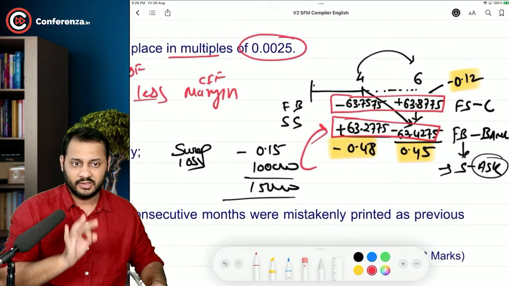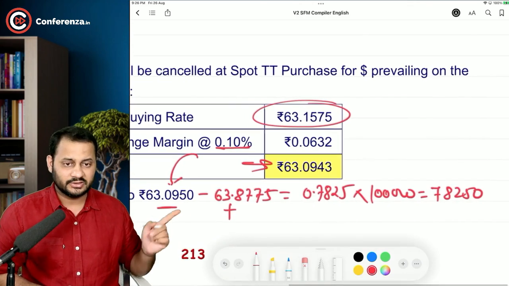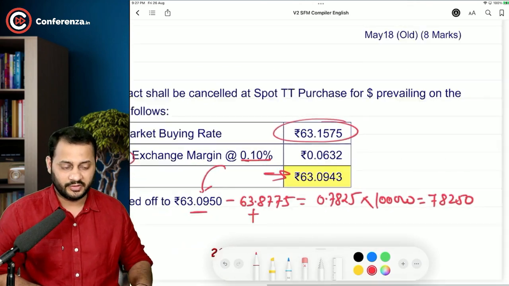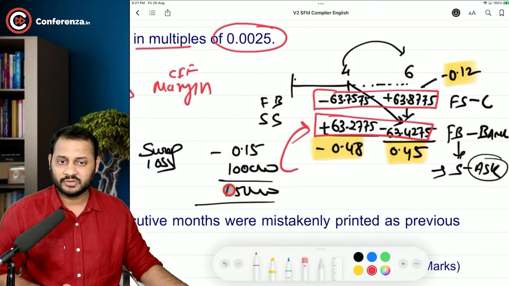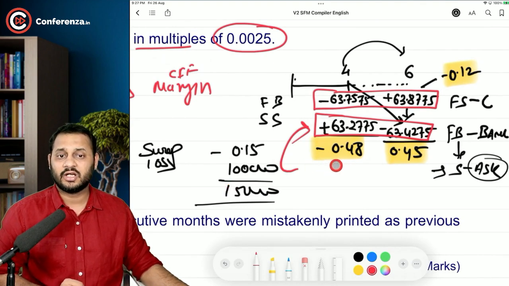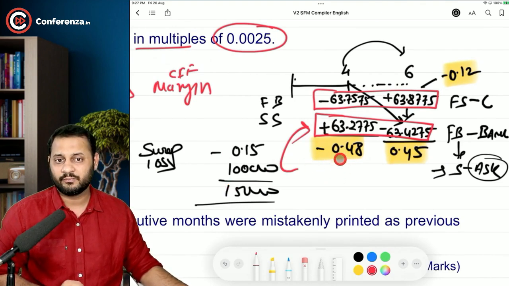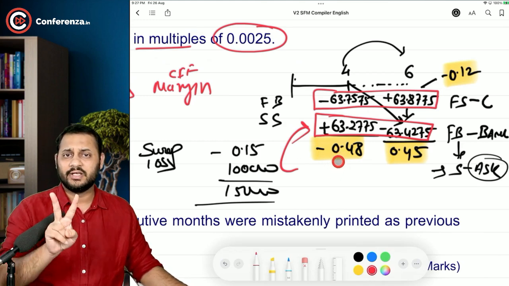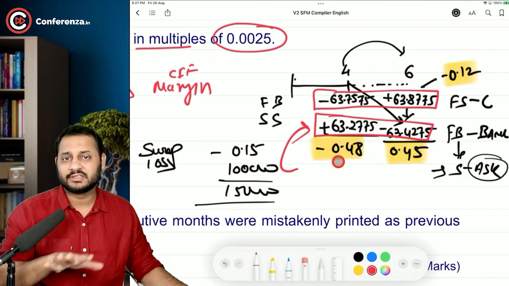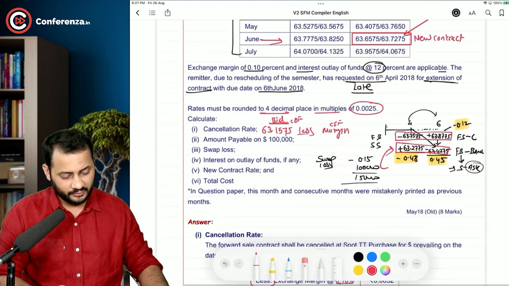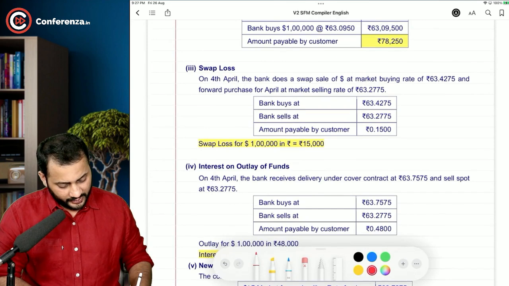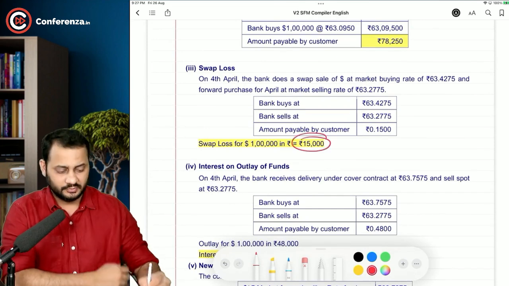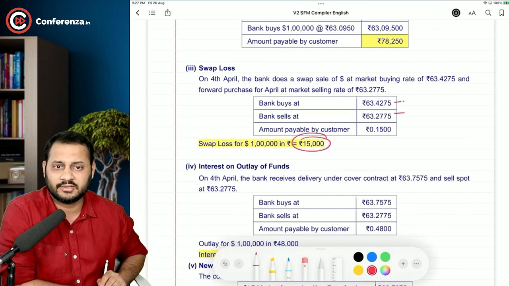There are three things. First one was the cancellation. How much are the cancellation charges? 78,250. Second, there is a swap loss of 15 paisa, 15,000. This will also be recovered. And interest on outflow of 48,000 rupees, 0.48 into 1 lakh, outflow. How many days? 2 days, because the customer appeared on 6th. 2 days of interest will be applicable on that. So, have a look. Do you agree with the swap loss of 15? These are the two new contracts.